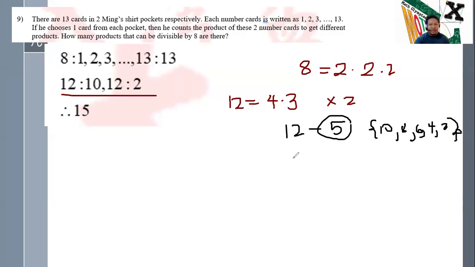So that's 5 ways. For the case of 10, because 10 has a factor of 2, we need to pair the 10 to numbers that are divisible by 4, that are multiples of 4 less than 10. We cannot pair that one to 12 here because we counted that one already.